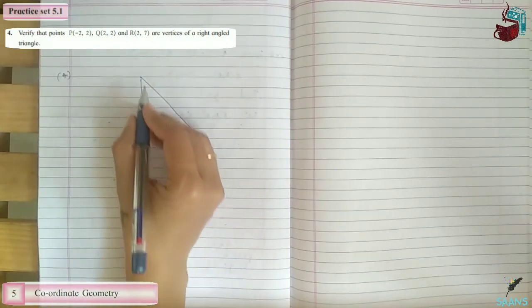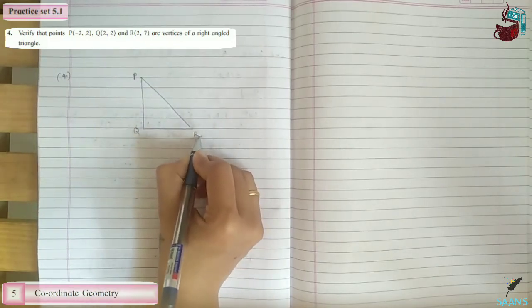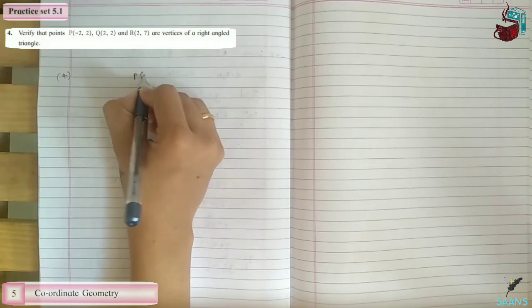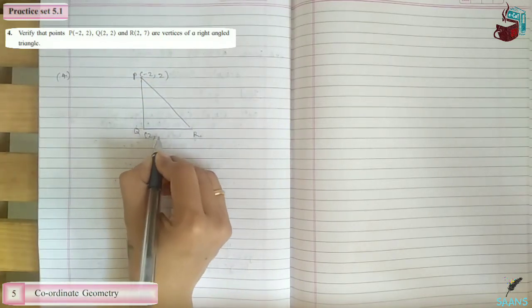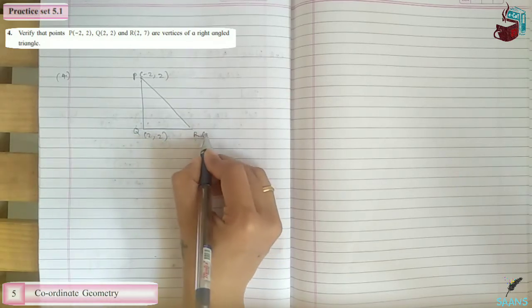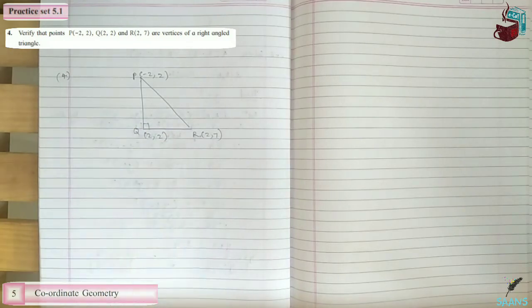Okay. So, we have P, Q and R. P is minus 2 comma 2. Q is 2 comma 2 and R is 2 comma 7. So, P, Q, R, it is a right angle triangle. We have to prove that they are the vertices of the triangle.